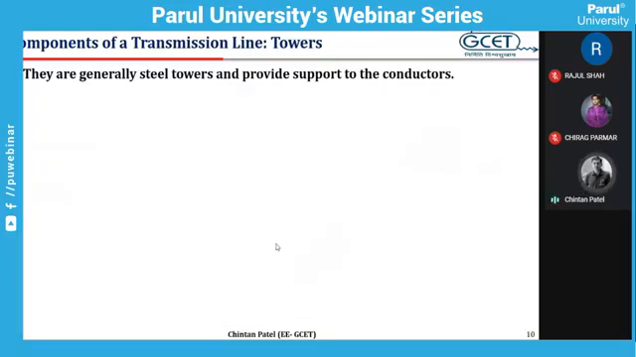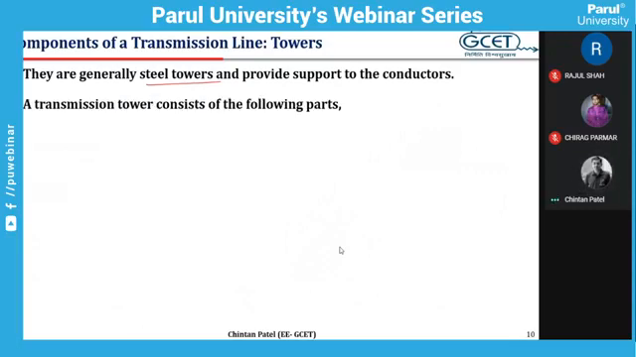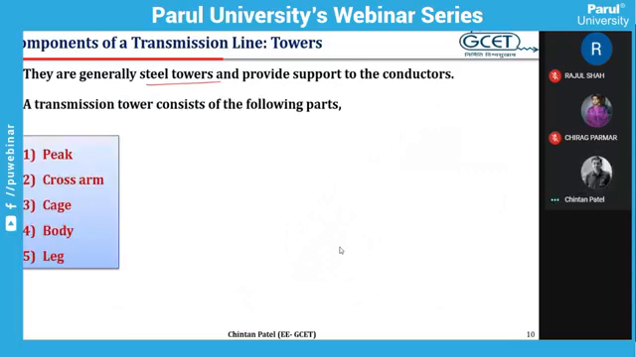The next is towers. This is the backbone of the transmission line. Generally, steel towers are used, and the main function of the tower is to provide a mechanical support to the line conductors. The tower has 5 main components.